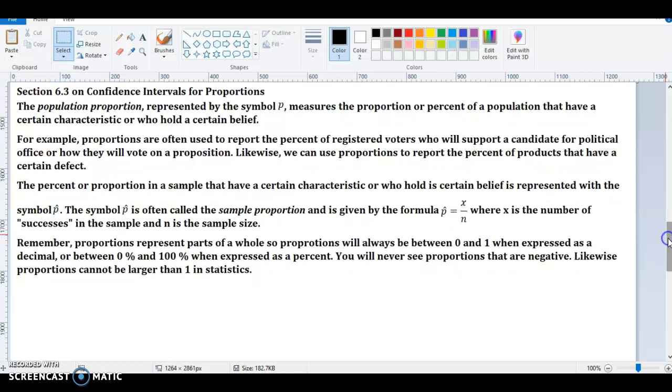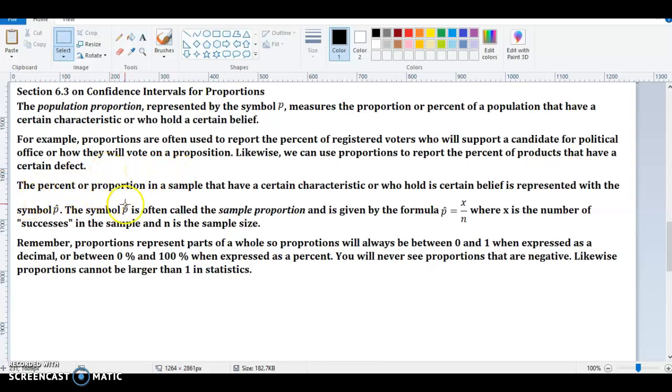The population proportion, which is represented by the symbol lowercase p, measures the proportion or percent of a population that have a certain characteristic or who hold a certain belief. For example, proportions are often used to report the percent of registered voters who will support a candidate for a political office or how they will vote on a proposition. Likewise, we can use proportions to report the percent of products that have a certain defect. These are just a few of many different examples where we use proportions.